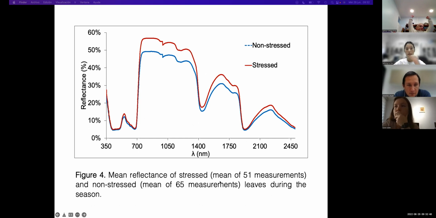Following Van Leeuwen's criteria, a threshold of -1.1 megapascal for stem water potential was defined, which allows us to separate the leaf spectra into two categories, not stressed and stressed at the time of field measurements. Here it can be seen that water stress induces a drop in the reflectance around the entire electromagnetic spectrum, which is consistent with what's observed by other authors.